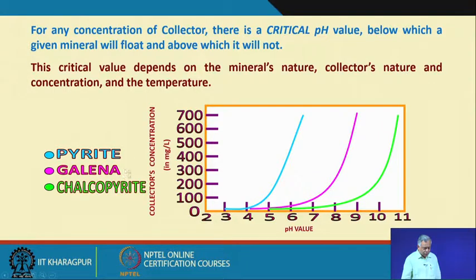As an example, I am showing it here: the x axis is the pH value and the y axis is the collector's concentration. Suppose I have 3 minerals: pyrite, galena and chalcopyrite. You see that for pyrite, when the pH is too low and the collector concentration is at a very low amount, its recovery is very low. Its effectiveness goes up as we increase the collector's concentration within this pH range, between 5.5 and 6. Similarly, galena has a different pH range for its optimum condition and concentration, and chalcopyrite has a different one.